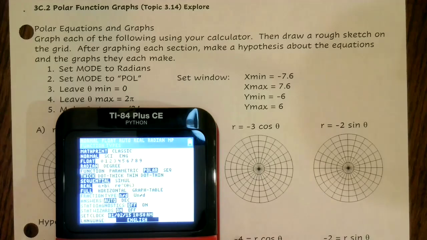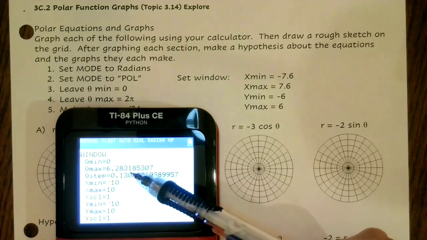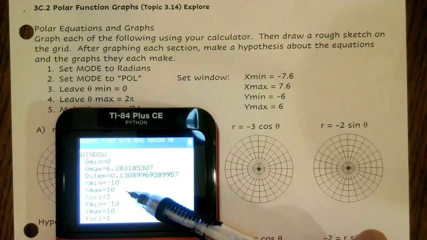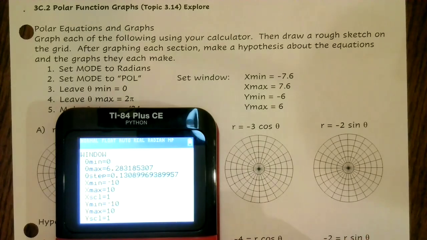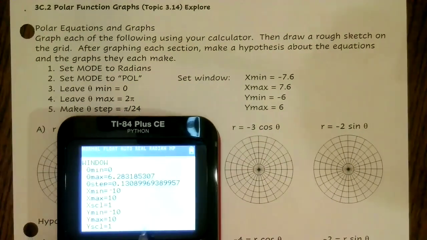The next step I'm going to take here is to adjust my window. We just want to get the best view we can see for these polar graphs. So for my theta minimum, I'm going to go to 0, and then my theta maximum, I'm going to go to 2 pi, which is this right here. Pi over 24 is a good default right there, which is that 0.13. You could go to 0.005. That's a good one as well if you wanted to just round off a number.